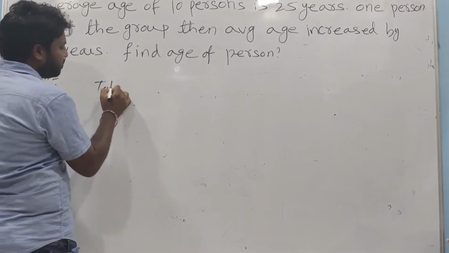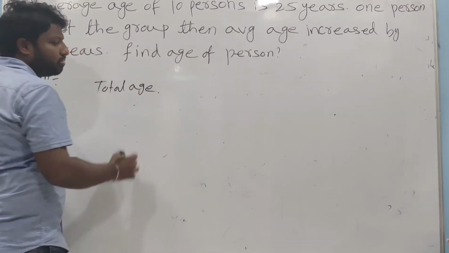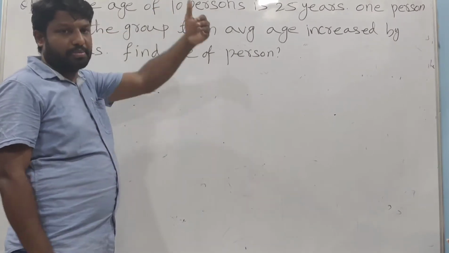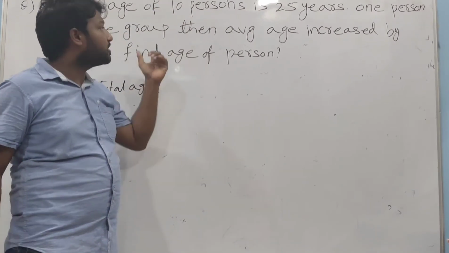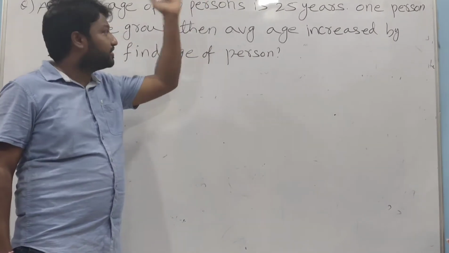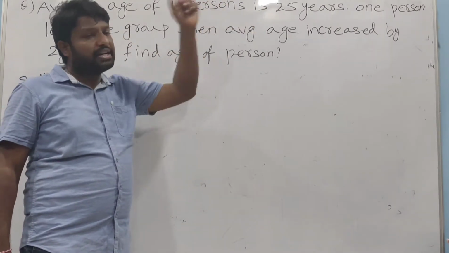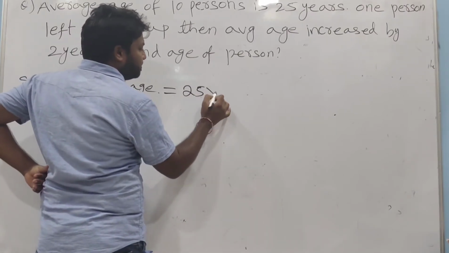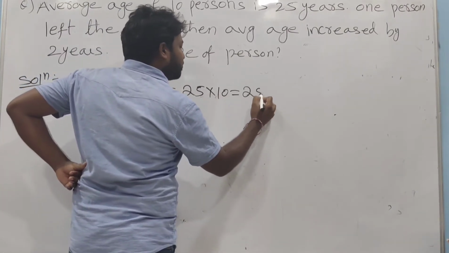So what is the total age? Total is nothing but average times number of observations. So 10 people are there and the average is 25. So the total age becomes 25 into 10. This is nothing but 250.